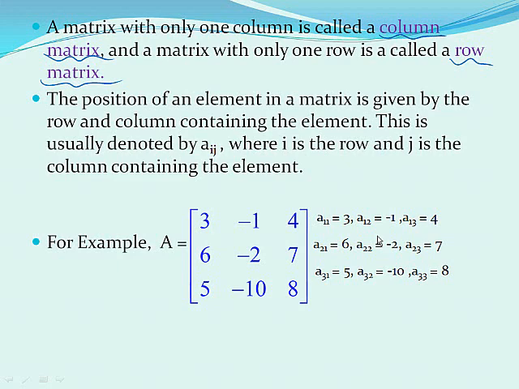The position of an element in a matrix is given by the row and column containing the element. This is usually written as A sub ij, where i is the row and j is the column containing the element. For example, if we are given matrix A, the element 8 is part of the third row and the third column, so we can write it as A sub 3 3. So the value for A sub 3 3 is 8.